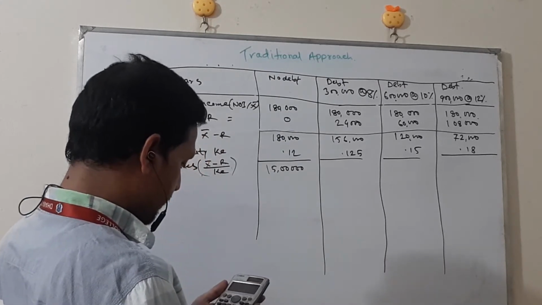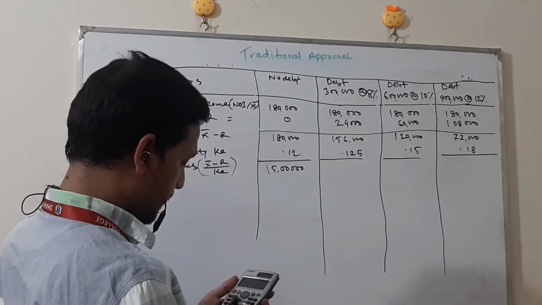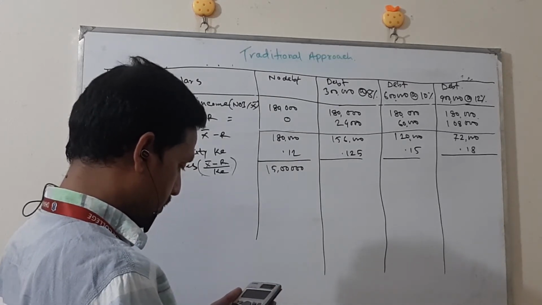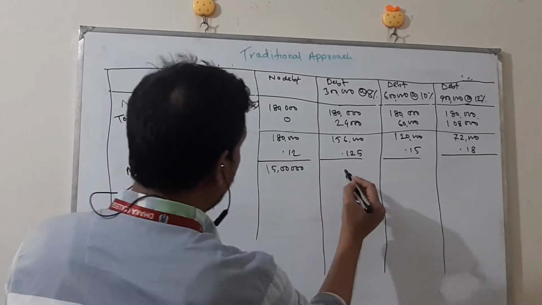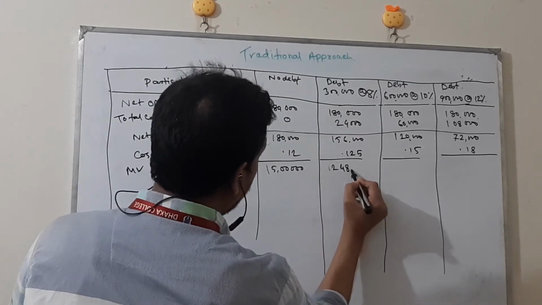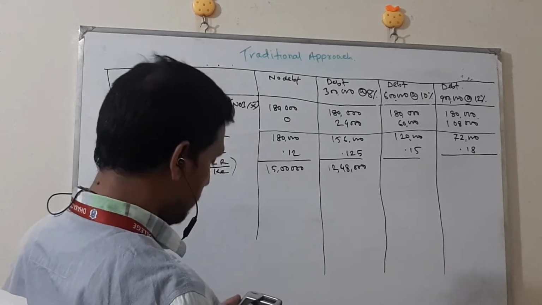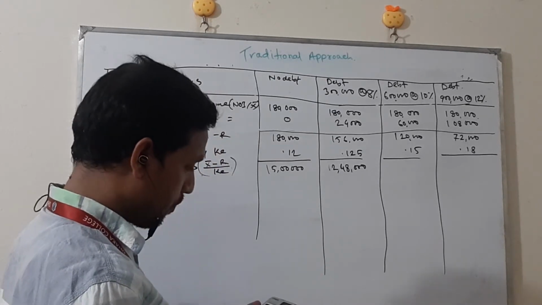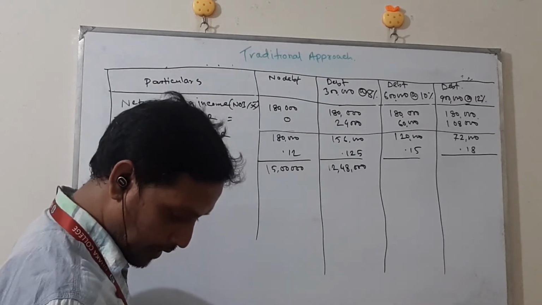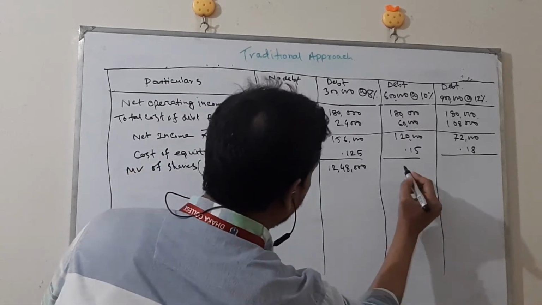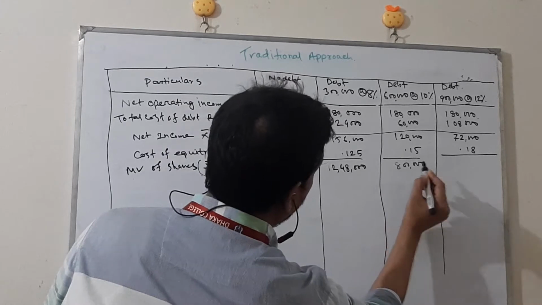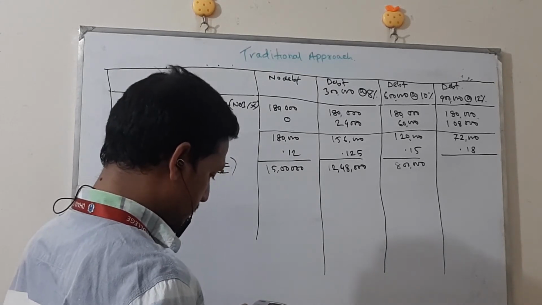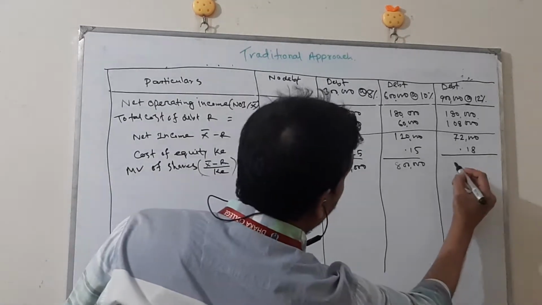Then 1,56,000 taka divided by 0.125 is 12,48,000 taka. Then 1,20,000 taka divided by 0.15 equals 8 lakh taka. Then 72,000 taka divided by 0.18 equals 4 lakh taka.